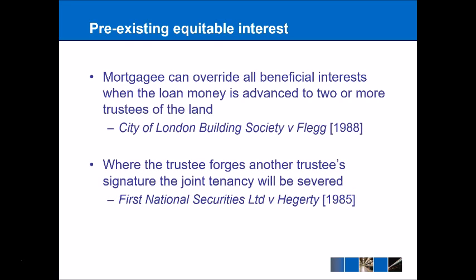Things become even easier for the mortgagees where there is more than one trustee of the land. If there's 2 or more, then the mortgagee overrides all beneficial interests, and that comes from the case of City of London Building Society and Flegg 1988.